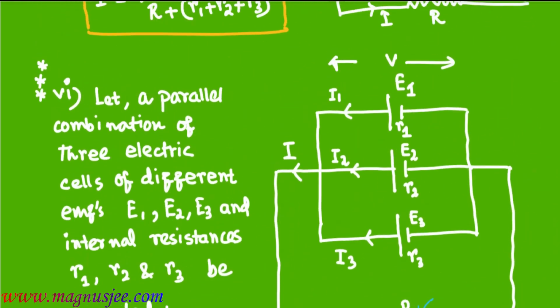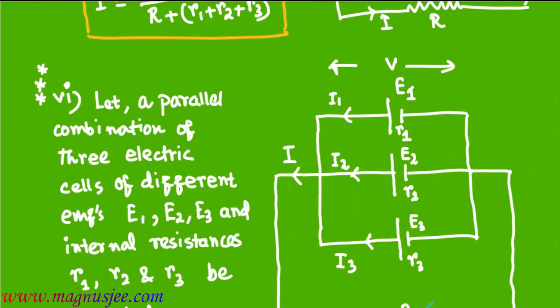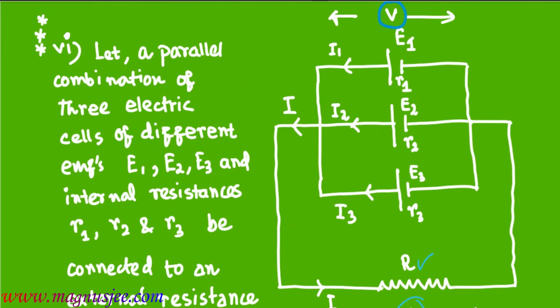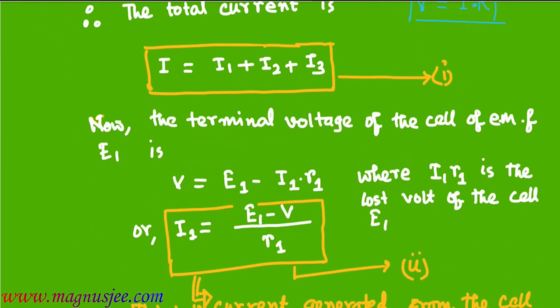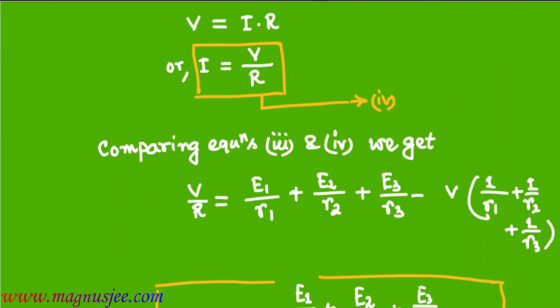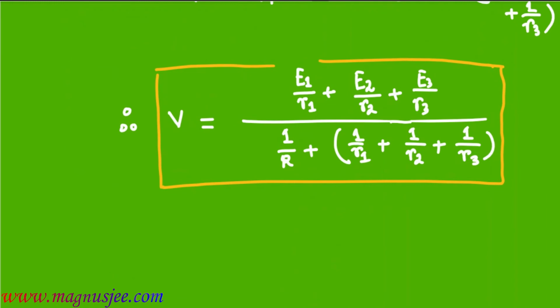So this is V, the potential difference across the external resistance capital R, and also V is the terminal voltage of this parallel combination of three cells. V is the terminal voltage which is equal for the cells E1, E2, E3. We get the expression of terminal voltage of this parallel grouping of three cells.